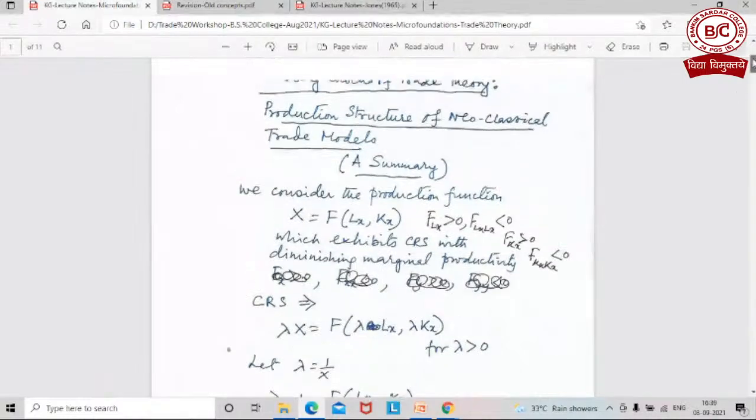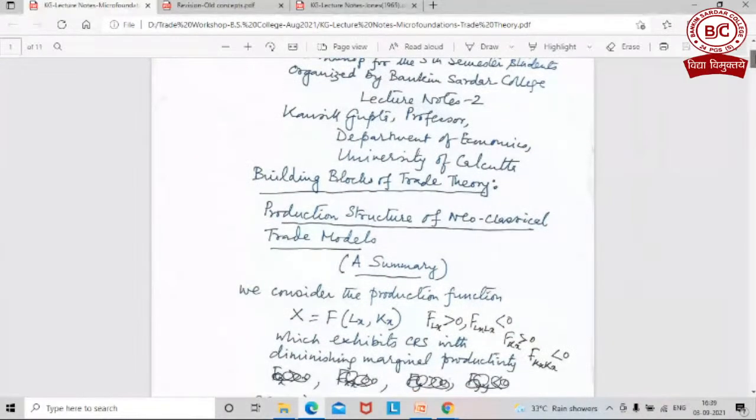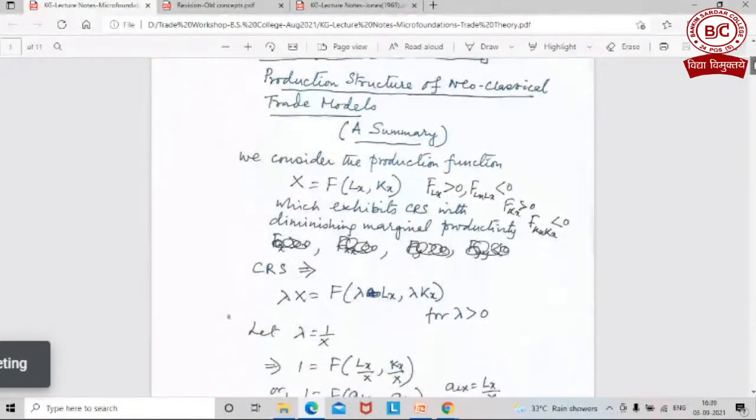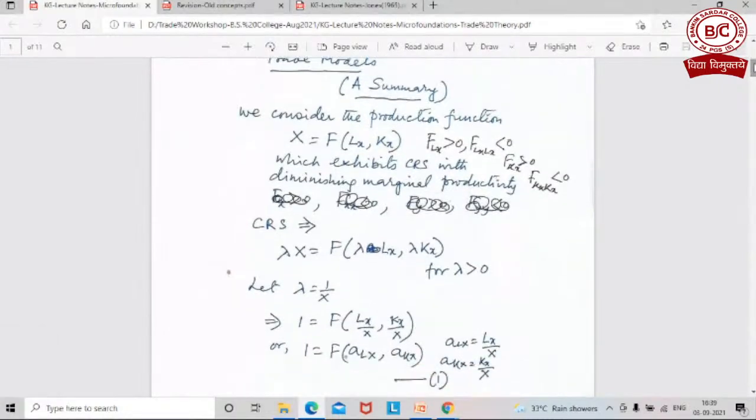This is the same micro foundation that I delivered in my lecture on 10th August 2020 for the fifth semester batch for this college, Bankim Sardar College. This is just a summary, the production structure of neoclassical trade models. Don't worry about the notes. I'll ask the organizers to circulate the notes. So don't worry about it.